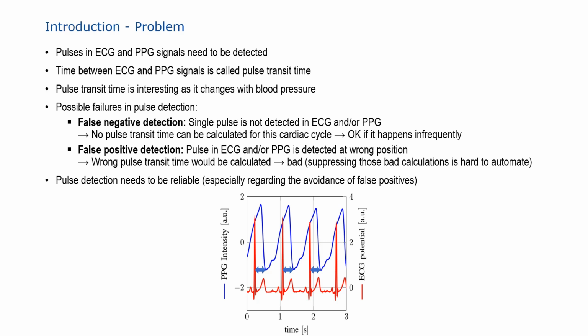impact the result. A false positive, on the other hand, means that a pulse is detected at the wrong location. The consequence is that the pulse transit time calculation is invalid. Filtering invalid measurements is quite difficult in our case and usually involves manual checking in the post-processing. For this reason, this kind of failure is far worse. Therefore, we looked for methods to suppress false positives.